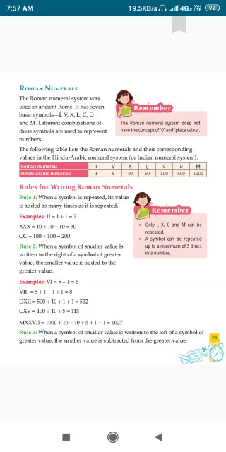Some examples: if you write the Roman numeral of 6, then 6 means 5 plus 1. V is for 5 and I is for 1. Here, on the right side, we place the smaller value. If you add the numbers, then write I in the right position. So the value is 6.